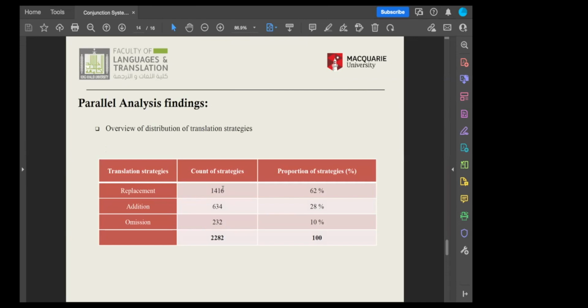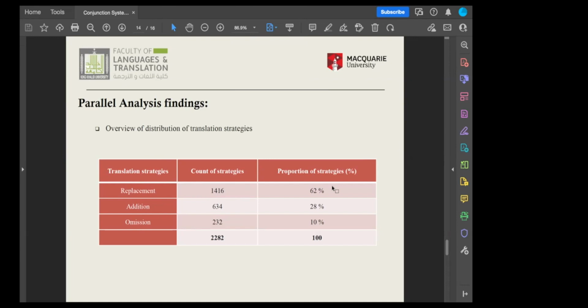The parallel analysis was conducted to further investigate additive connectives, since it's by far the most frequent logico-semantic relation used in both languages. Overview of translation strategies, as you can see here in this table: in this parallel analysis, I investigated the translation strategy that was used by the translators in this corpus. It's divided into three main strategies: replacement, addition, and omission. And you can see the count of strategies and the percentage.